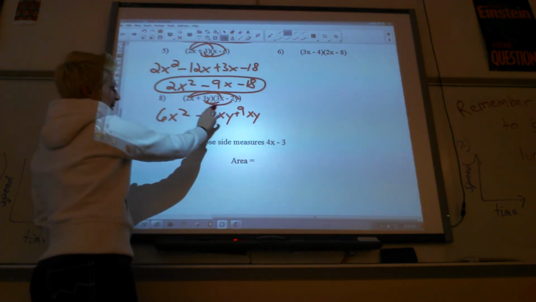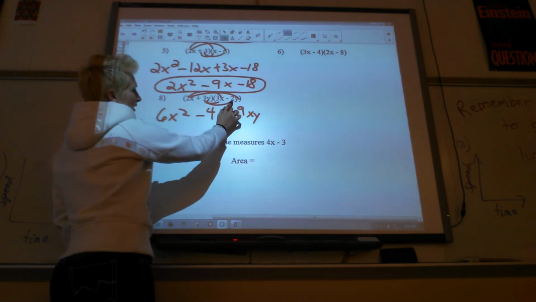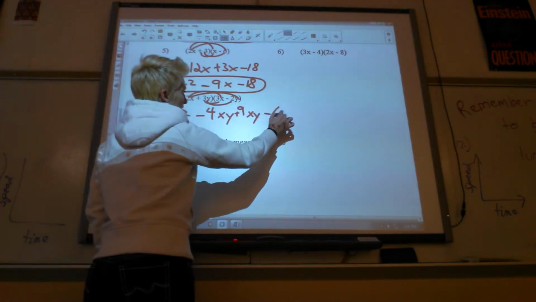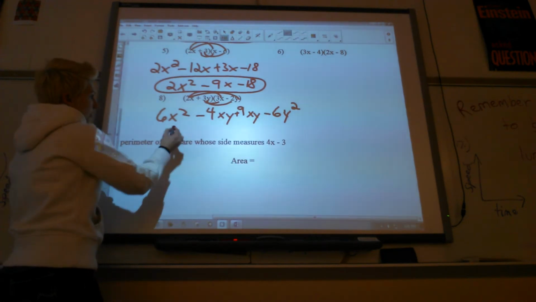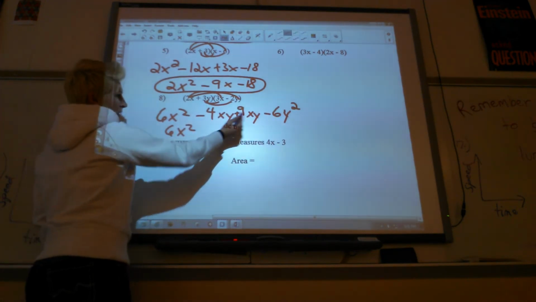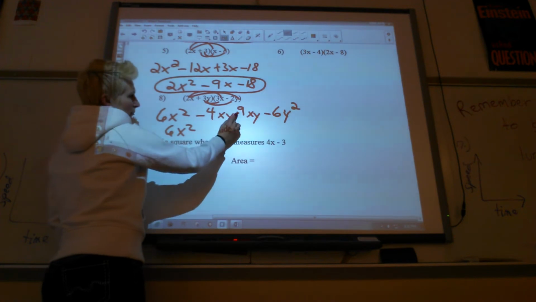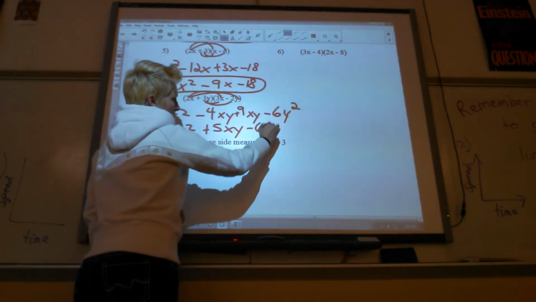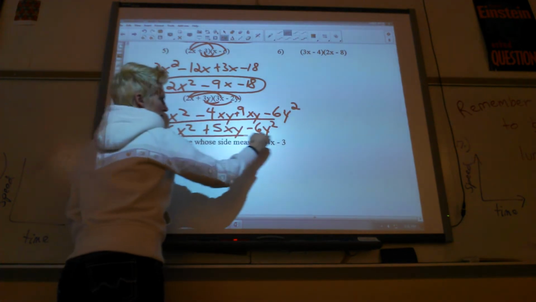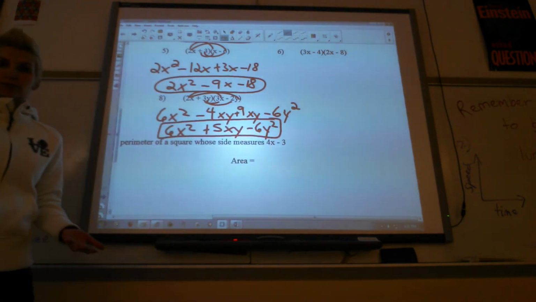So now my last terms, 3y times negative 2y is a negative 6y squared. Look for like terms to combine. The xy's are like terms, so negative 4 plus 9 is a positive 5. So now that one's finished.